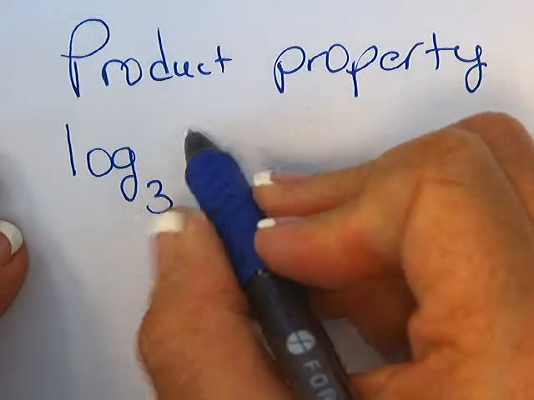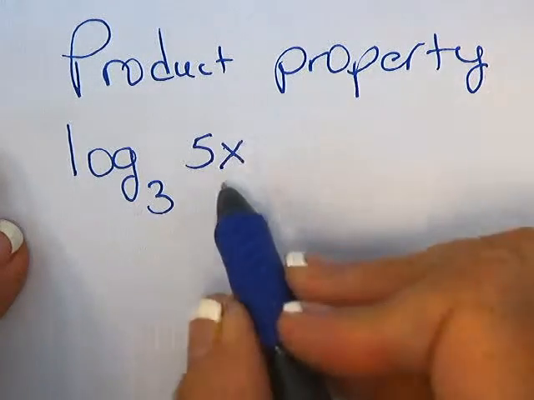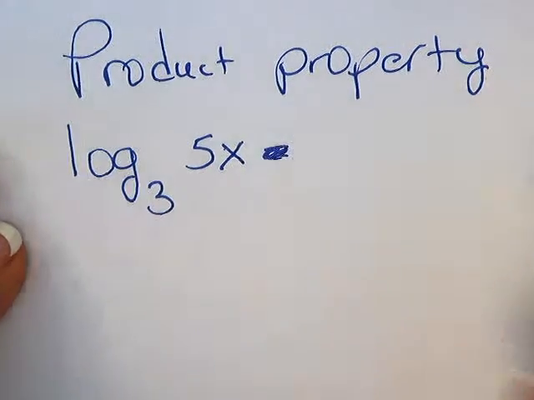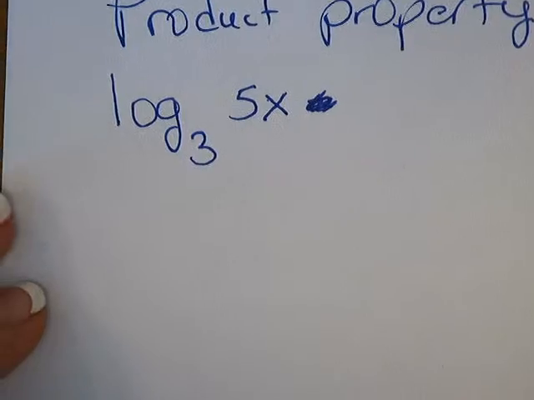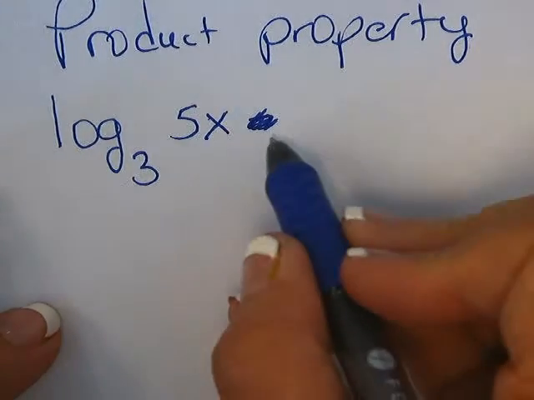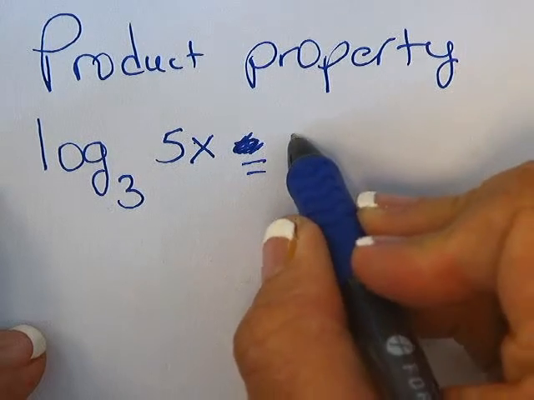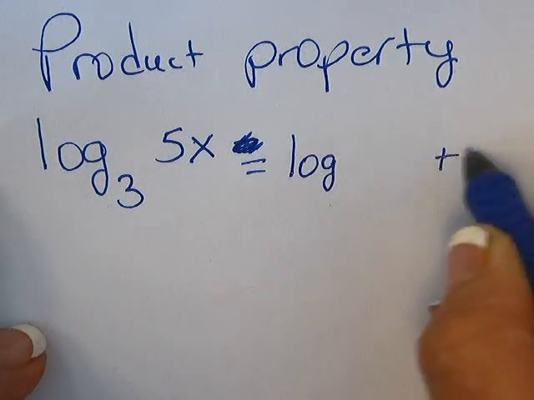So in this case, let's say we have 5x, which is 5 times x, and we want to expand this. We can expand this by breaking this into 2 logs. So this is going to be equal to 2 logs that are added together.